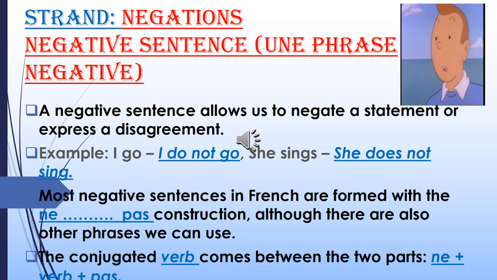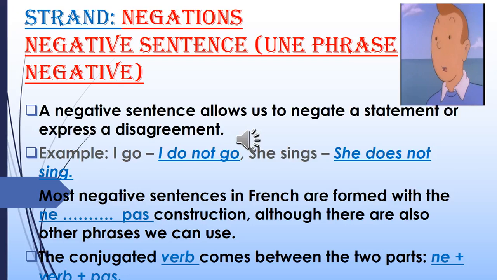In point 3, most negative statements or sentences in French are formed with the ne and pas construction, although there are also other phrases we can use. Now, our concentration is going to be on ne and pas only.